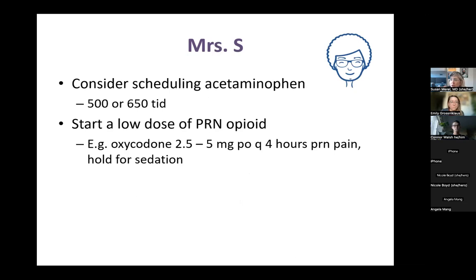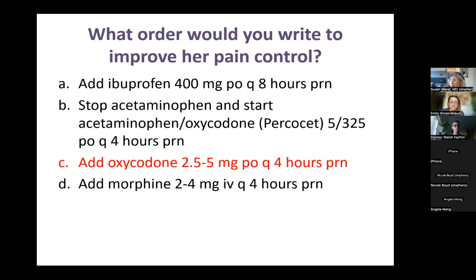So in this patient, I would consider scheduling acetaminophen, and I would start a low dose of an as-needed oral opioid. For example, 2.5 to 5 milligrams of oral oxycodone every 4 hours as needed. And I'll get into this in a little bit, but the reason why the morphine is not correct is that it is too high a dose for her age and renal function, and morphine IV lasts about 30-45 minutes, so it would knock her out, and then she would wake right up with pain.